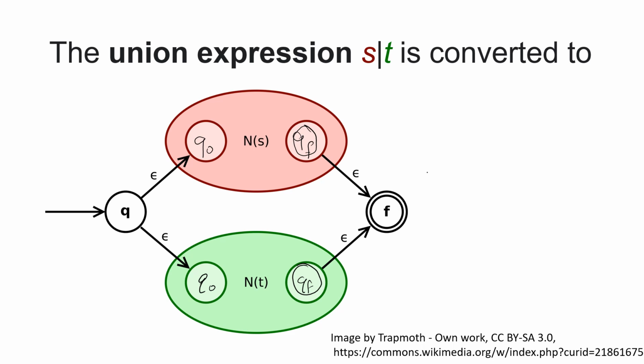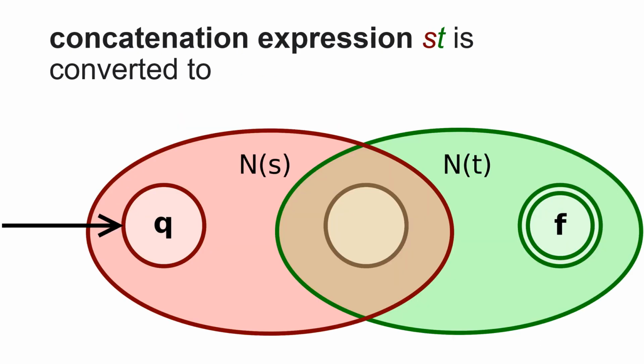Now we're going to think about concatenation. What about something that starts with S and ends with T? How do you accept that? The concatenation expression looks like this. So S then T. The initial state of the NFA that goes with S, N of S, is the initial state of the whole NFA.